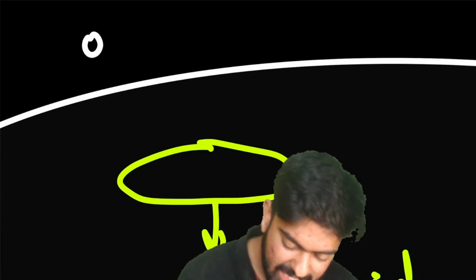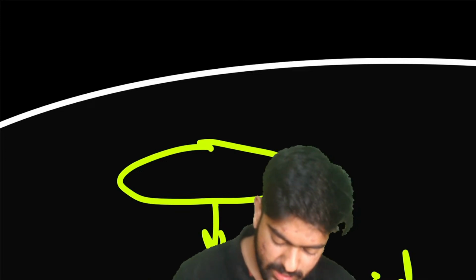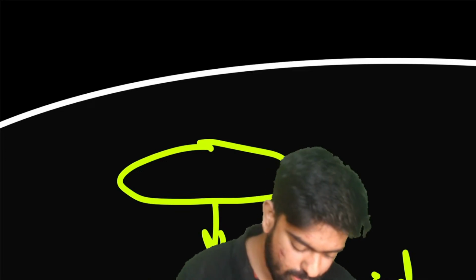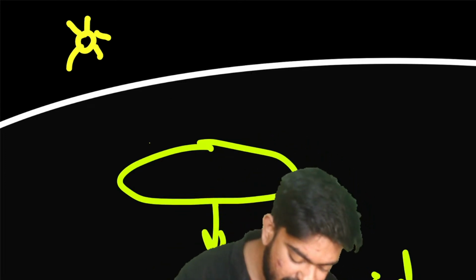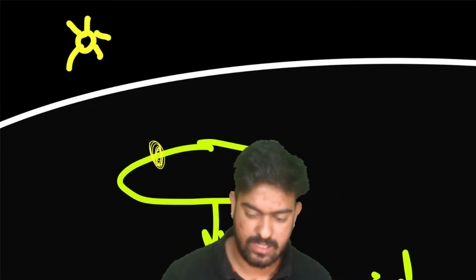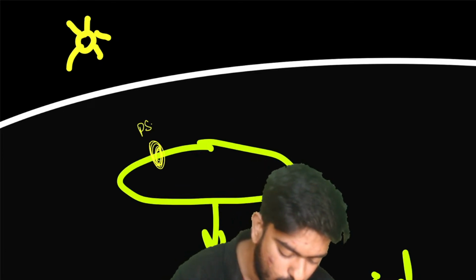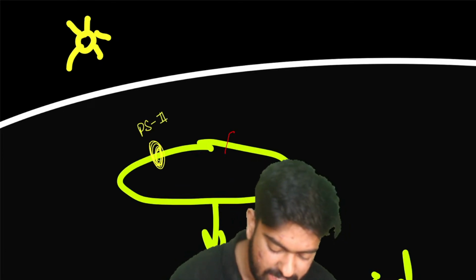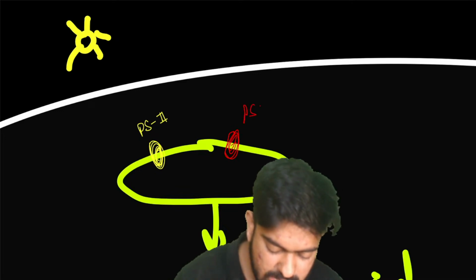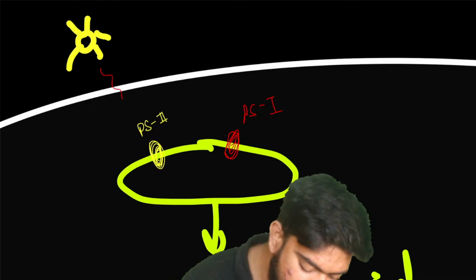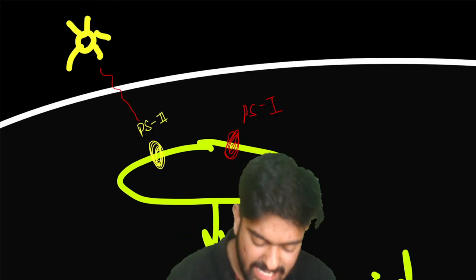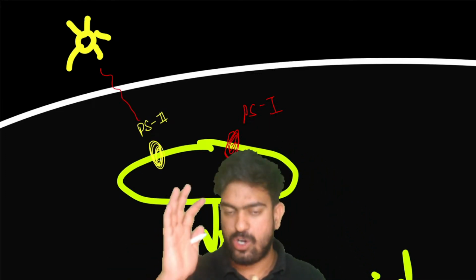We were getting light, we were getting the sunlight. Yes or no? Yes, sir. When sunlight was coming, here we had photosystems, photosystem 2 and photosystem 1. Photosystem 2 and photosystem 1 were present here. The light was coming, photosystem 2 got excited, and then photosystem 1 got excited.